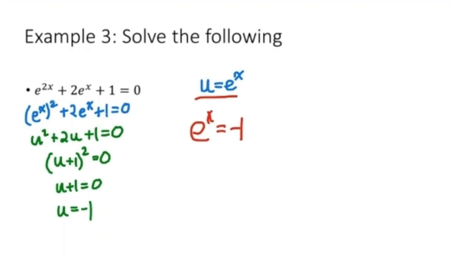But can e to the x ever be negative? No, it's impossible, because the range of exponential functions is the set of all positive numbers. So e to the x can never be negative. So our equation has no solution.